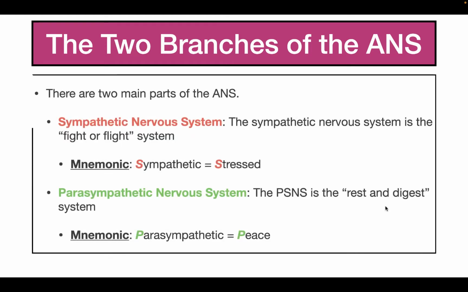There are two branches of the autonomic nervous system. The first is the sympathetic nervous system. The sympathetic nervous system is the fight or flight system, and you can remember this with a mnemonic: sympathetic is equal to stressed. The parasympathetic nervous system is the rest and digest system. You can remember it by parasympathetic and peace being together.